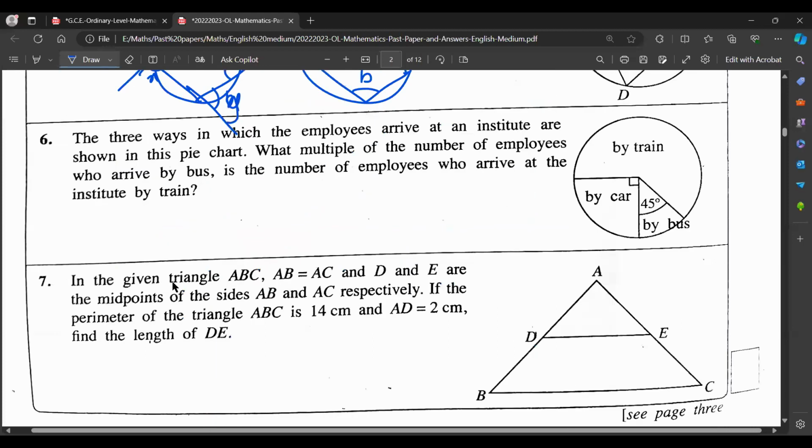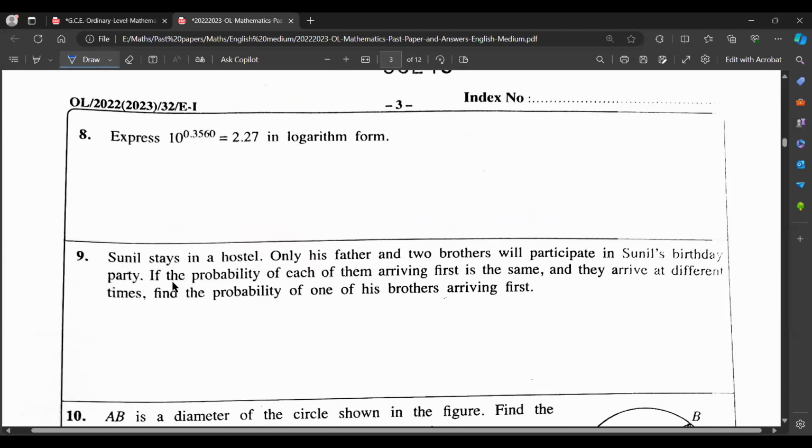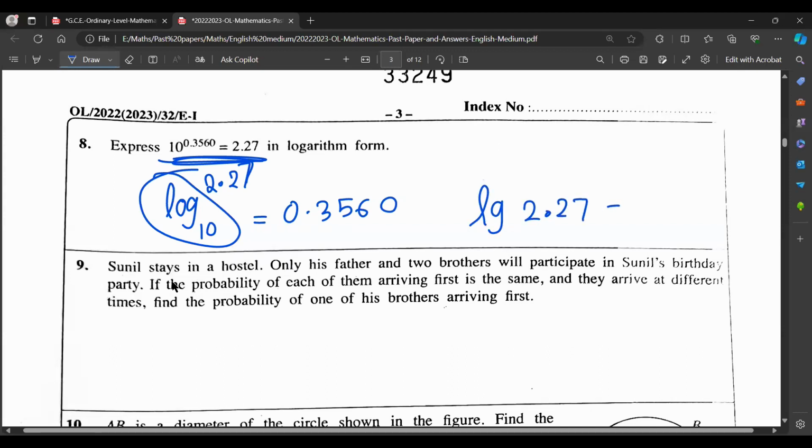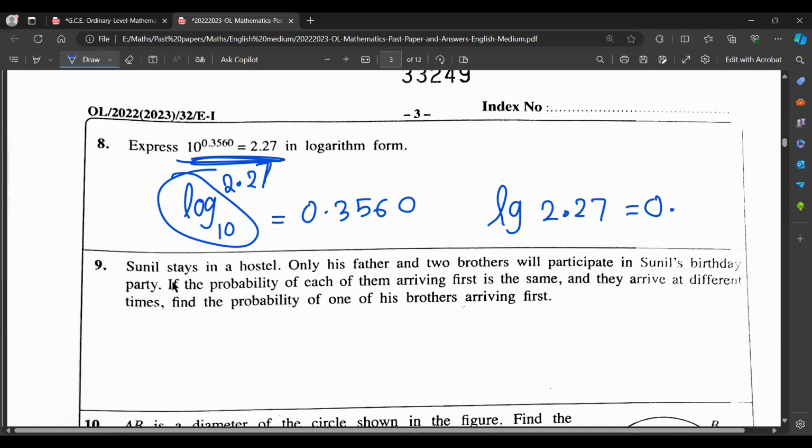Okay. You have to be familiar with logarithm form. Look at this one. I missed this one. Okay. How to write this one in logarithm form? Log. What should be the base? 10. The arm should be going up. 2.27 is equal to what? 0.3560. Otherwise, log 10 can be written as LG. LG 2.27 is equal to 0.3560. Okay, you can compare them.